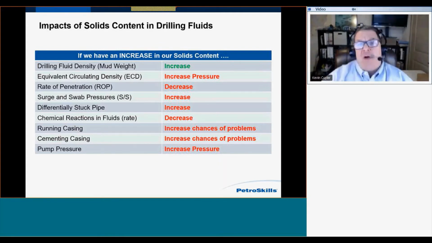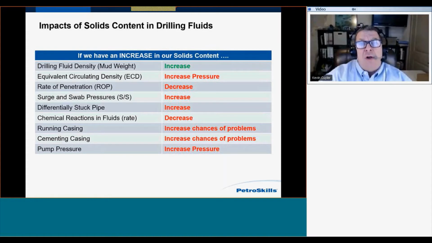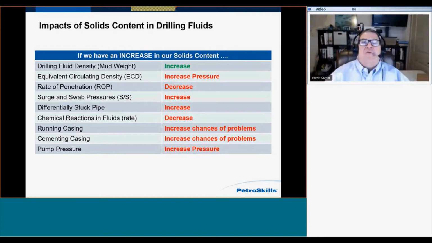And the opposite is also true. We have a thick fluid with lots of solids in it, very high density. As we start tripping into the wellbore, that plunger effect creates a higher pressure beneath the bit. The fluid cannot escape around the bit quickly enough, and thus, if we're not careful, we risk breaking down the formation and losing returns as we're tripping into some of the weaker formations.